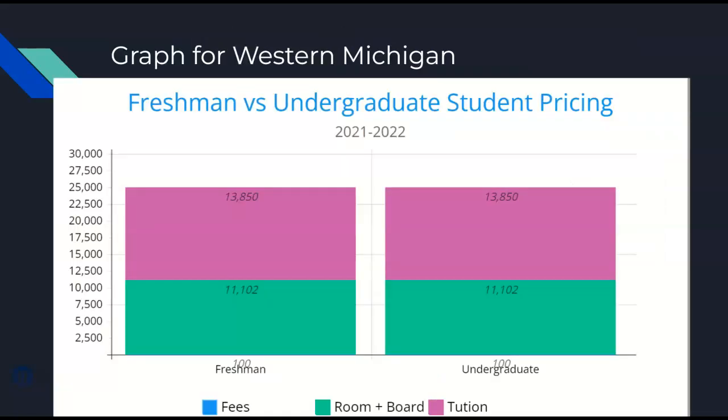And once again, following the same pattern with the same color coordination, we can see that the fees are $100, room and board is $11,102, and tuition for these students is $13,850, staying the exact same.